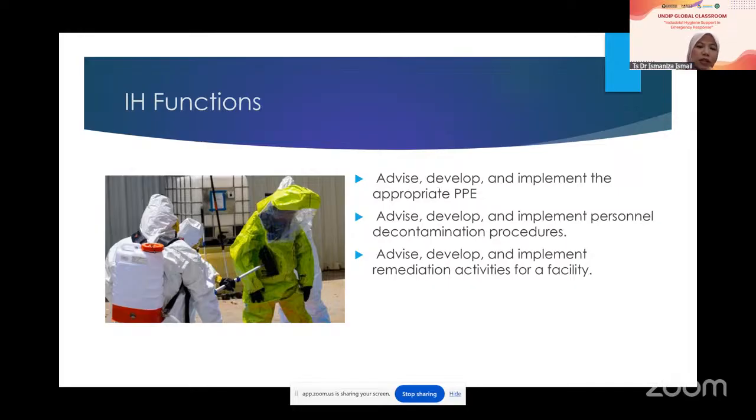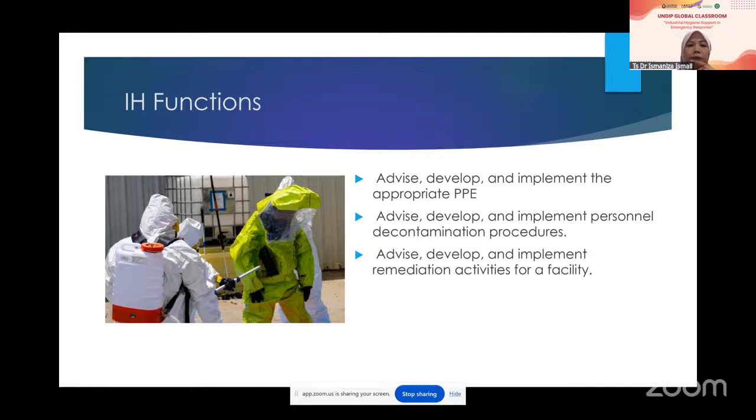It's just like in the picture here. Yeah, if you can see, pakainya chemical protective clothing kayak gitu kan. So it needs to be decontaminated before they take off the suit. Yeah, it's very important. Otherwise, whatever effort that you put throughout the several hours wearing it is useless. It's meaningless.